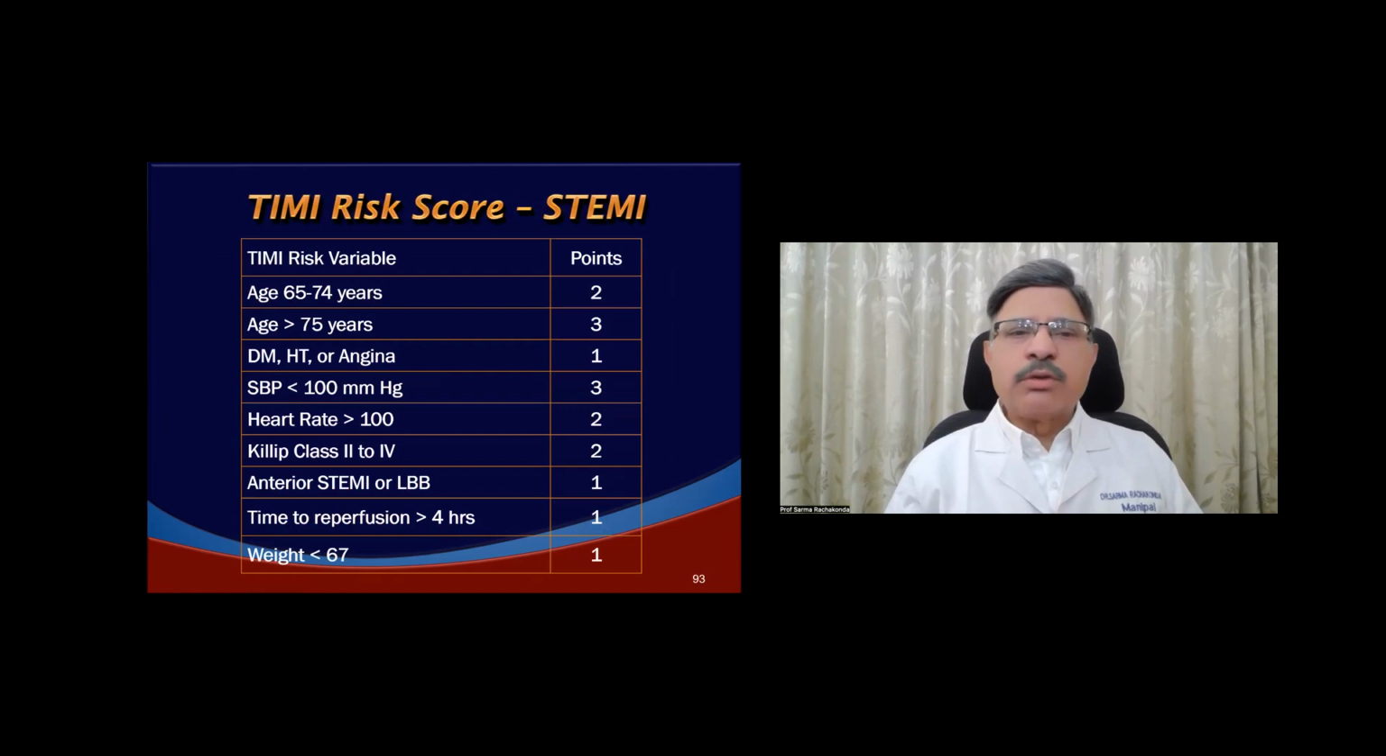The TIMI scores you have to obtain: age 65 to 75 years, 2 points, more than 75, 3 points. DM, hypertension and angina, 1 point. Systolic hypotension, 3 points. Heart rate tachycardia more than 100, 2 points. Killip class 2 and 3, 2 points. Anterior STEMI and LBBB if it is there, 1 point. Time to reperfusion is more than 4 hours, 1 point. Very thin individual, less than 67 kg, again 1 point. This gives you the TIMI risk score.